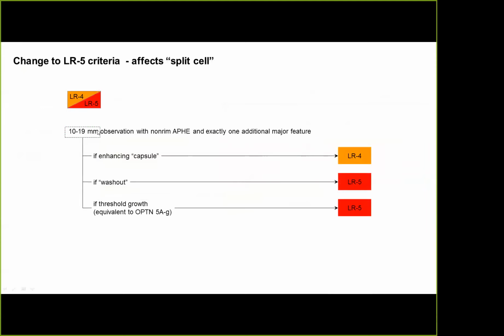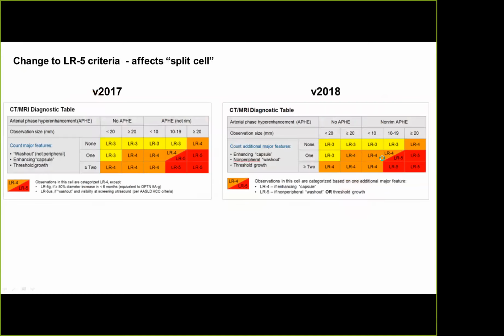So again, when the lesion is a 10 to 19 millimeter observation with non-rim APHE and only one additional feature, if this additional feature is an enhancing capsule, it goes into the LI-RADS 4 category. If it's washout, it's LI-RADS 5. If threshold growth, it's LI-RADS 5. Okay, so washout or threshold growth gives you LI-RADS 5, capsule, LI-RADS 4. So just from practice, you can imagine that this affects a substantial proportion of lesions in this cell.